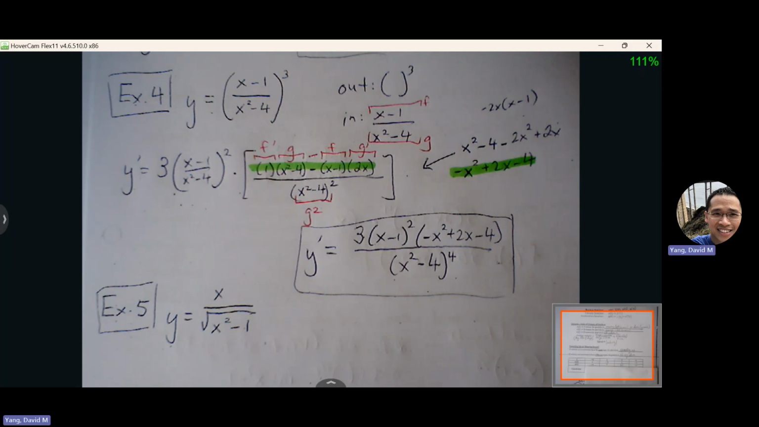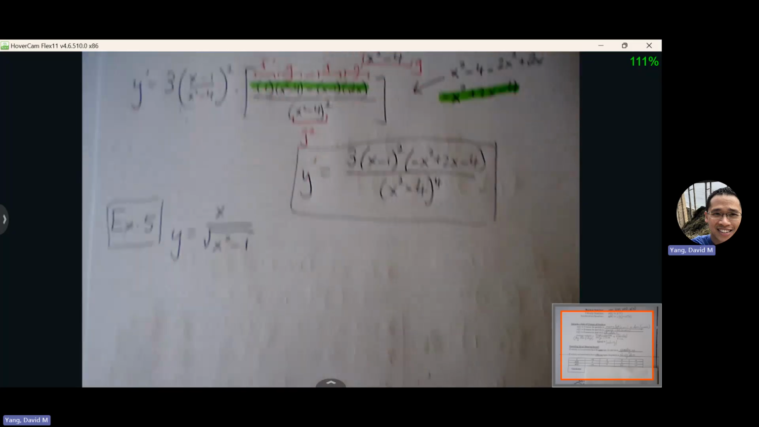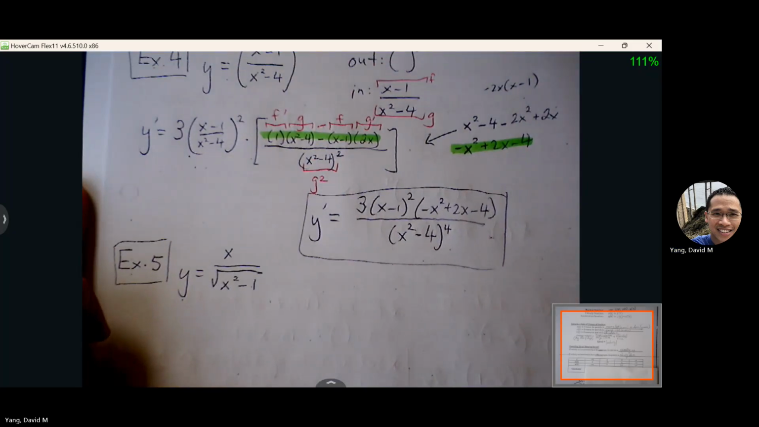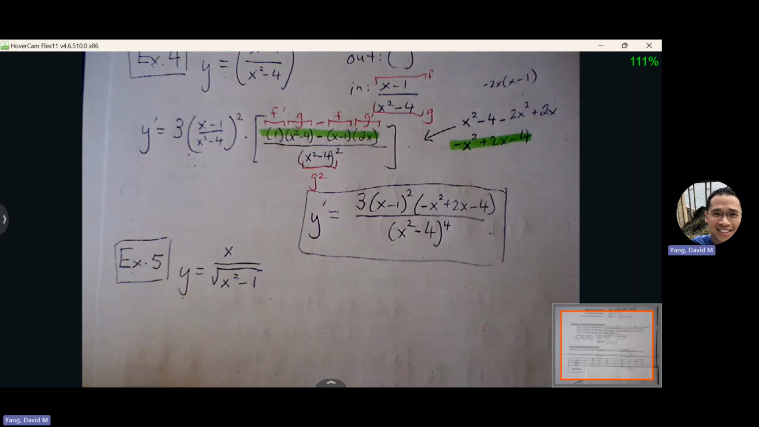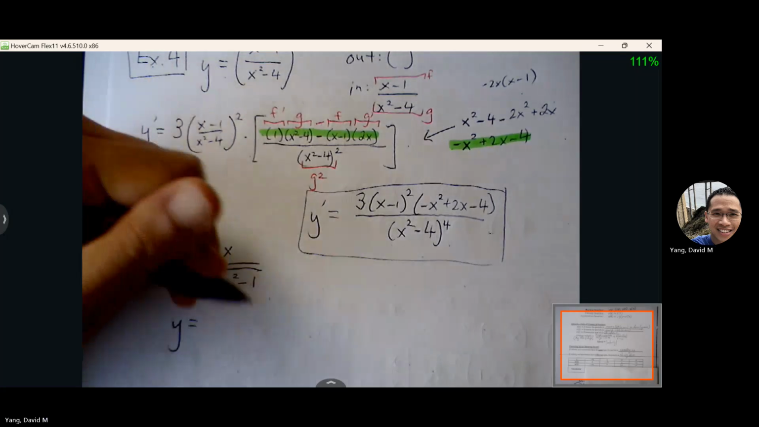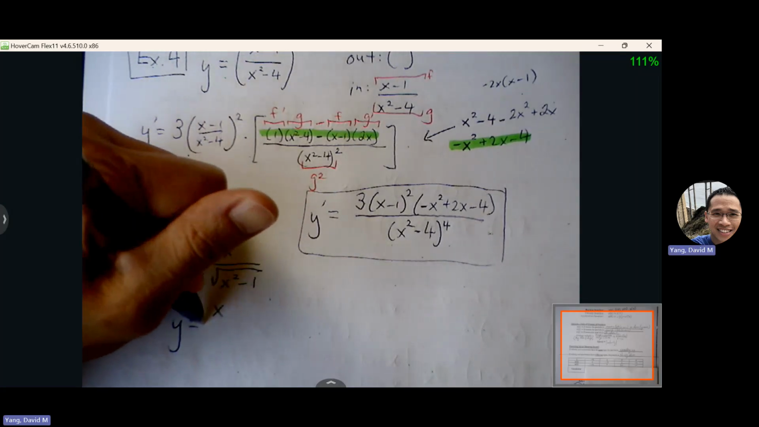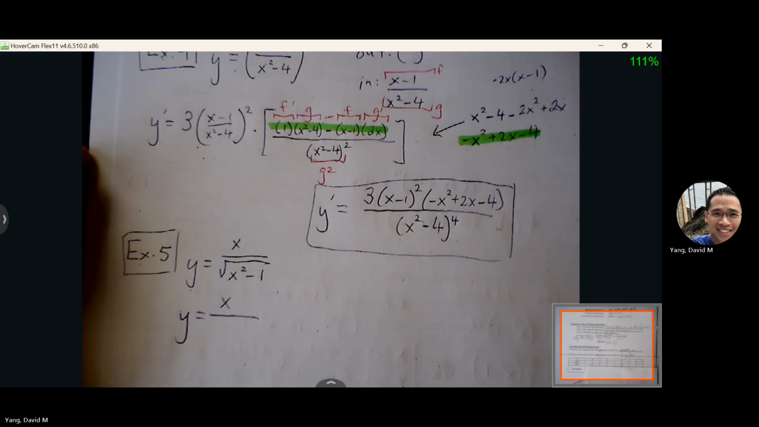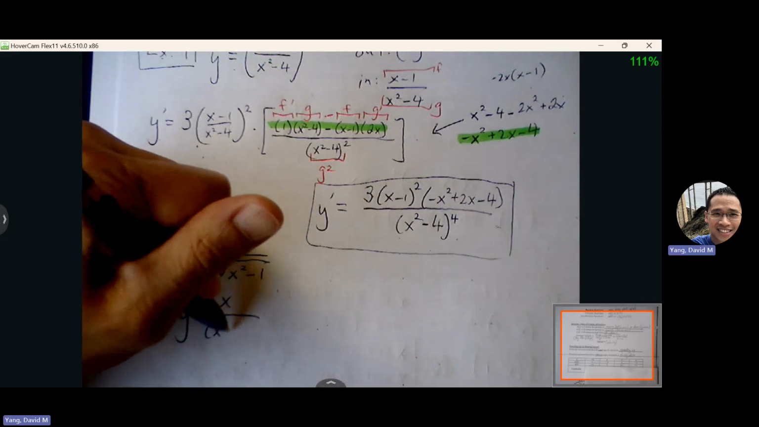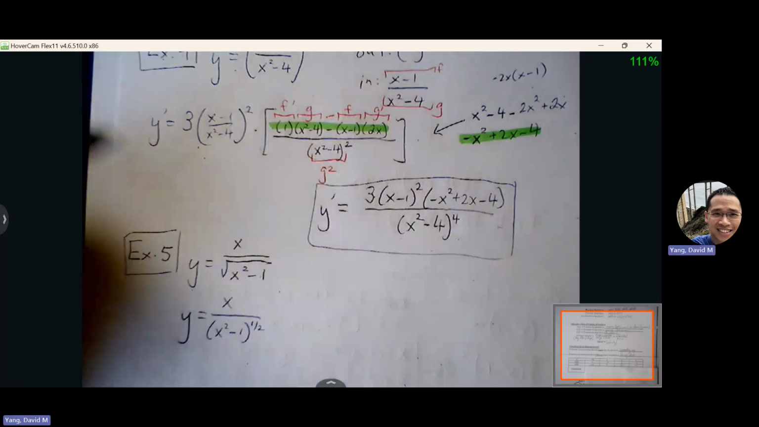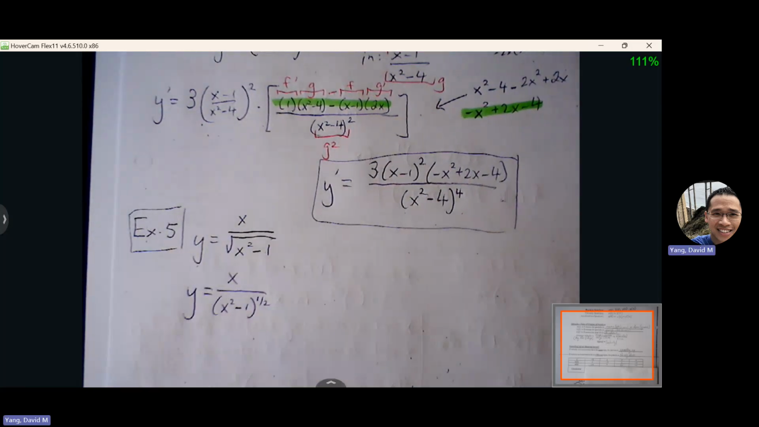Okay, this one, number 5, is a little bit more involved, but it is also a combination of two rules here. How can I rewrite this so I can maybe see some exponents? Yeah, you can do times, but let's just put it over divided by what? Okay, can you see two rules involved in this problem? What do you see?